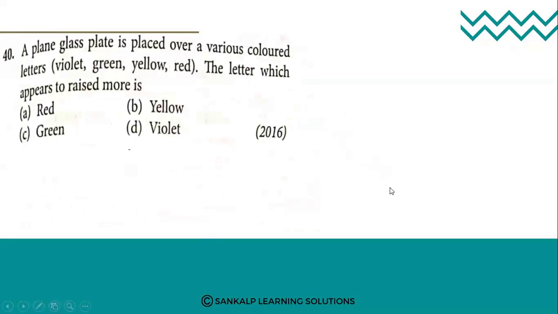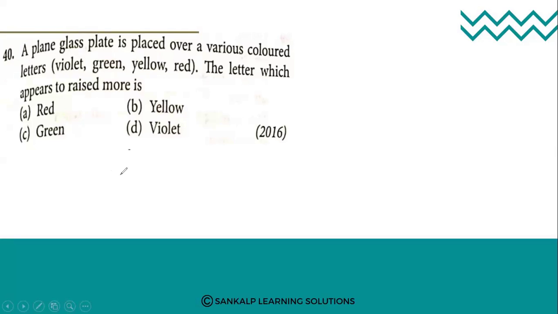See, a plain glass plate is placed over various colored letters, like we have the colors violet, green, yellow, red. The letter which appears to rise more is. So this is again based on the refractive index concept. So here what we are seeing is a plain glass plate placed over various colored letters. Whatever letters are there, they are in different colors.